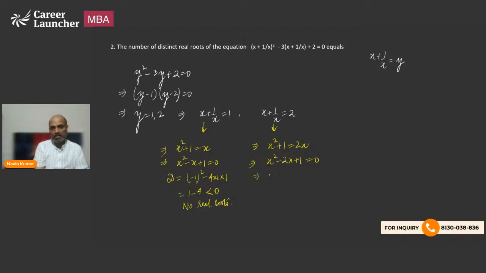So this becomes x minus 1 whole square is equal to 0. So this will result in x is equal to 1 and 1. So since we are asked how many distinct real roots we have, the answer is going to be 1. There is only one distinct real root when x is going to be 1. Right? Little time consuming depending upon how much you already know.